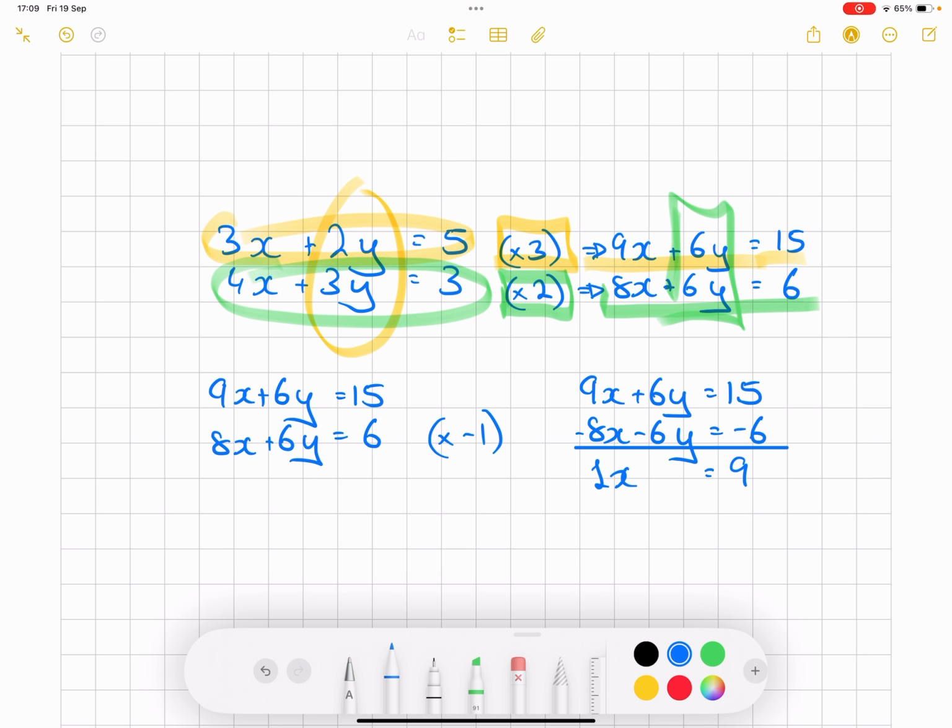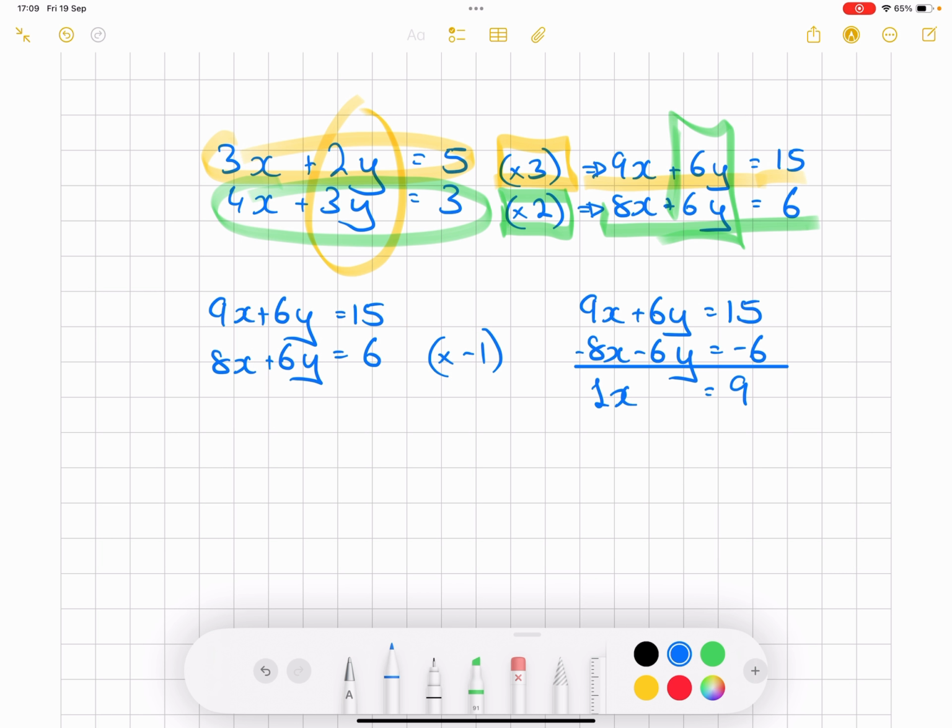And now let's try and solve for what y is. So y now is, let's take 9x plus 6y is equal to 15. So 9 times 9 plus 6 times y is equal to 15. That's going to be 81 plus 6y is equal to 15.